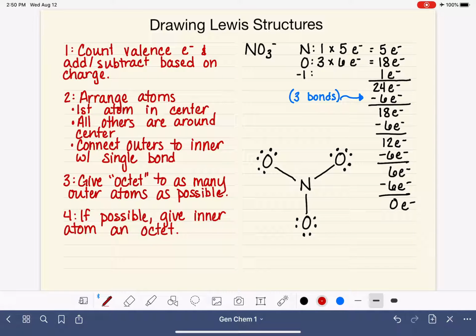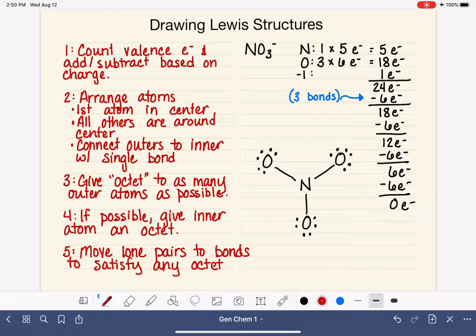So at this point, we have to analyze our structure. If we have any atoms that do not have an octet, which we do have an atom without an octet, we are going to simply move lone pairs of electrons to bonds to satisfy any octets that have not yet been satisfied. And this is something that I haven't talked about yet in any of my videos.